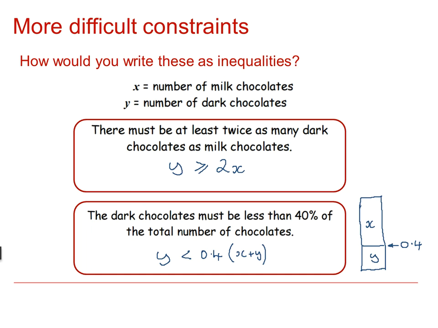Now you can change that by multiplying throughout the bracket to give 0.4x and 0.4y, and then subtracting, so we get that 0.6y is less than 0.4x, or 6y is less than 4x. We might simplify that to 3y is less than 2x. But that's how to deal with these percentage type of constraints.